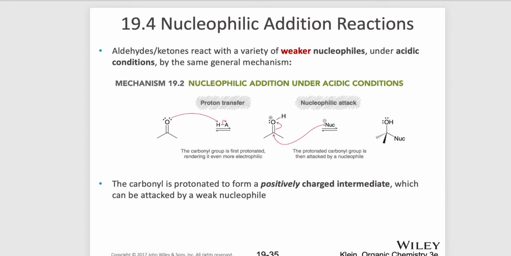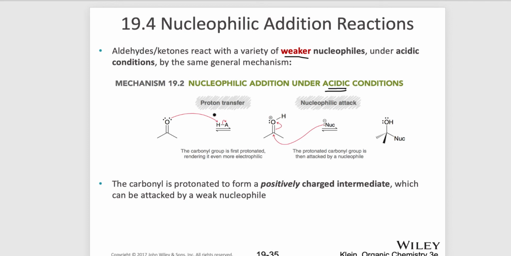On this slide here, we see aldehydes and ketones react with a variety of weaker nucleophiles. And we can accomplish this and speed up the reaction by using acidic conditions. What's the bottom line here? So this is type 2 mechanism, 19.2, nucleophilic addition under acidic conditions. So acid-base chemistry, we need to apply our knowledge.